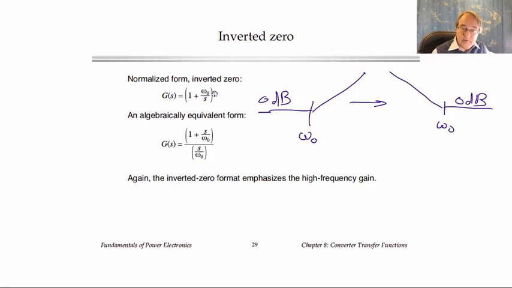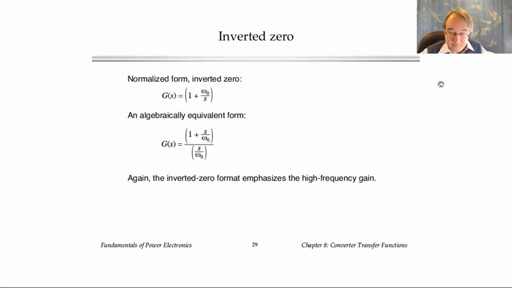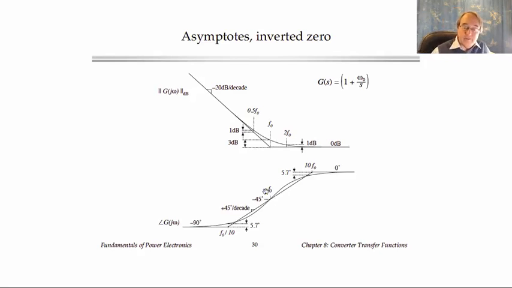And again, we can write this in an algebraically equivalent form like this that does not use inverted terms. But where we're interested in emphasizing what the high frequency asymptote is, this is a good way to write the expression. Then here is a summary of the asymptotes for the inverted zero. Okay, so we've gone through all of the basic real pole and real zero type terms that we're going to use. In the next lecture, we're going to put them together and construct the larger transfer functions and their frequency responses.